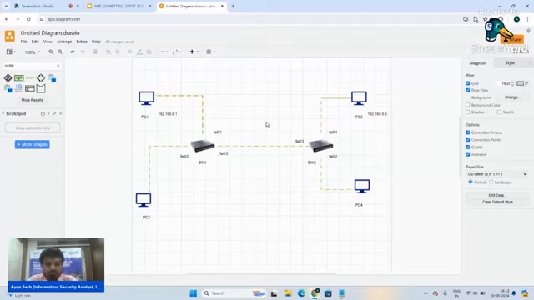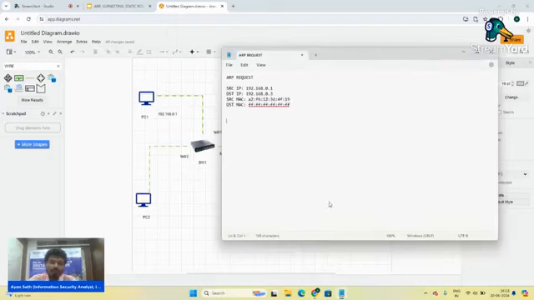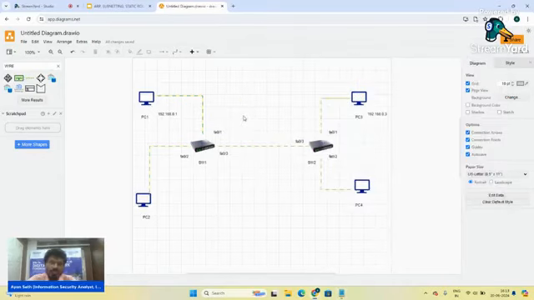So now switch 1 has learned the MAC address of PC1. It gets acquainted with the fact that PC1 is connected to the FA01 interface of switch 1. So switch 1 has a MAC address table, and it will update its MAC address table. In the MAC address table, it will be written like FA01 and the MAC address of PC1. So it will learn that with my FA01 interface, PC1 is connected.